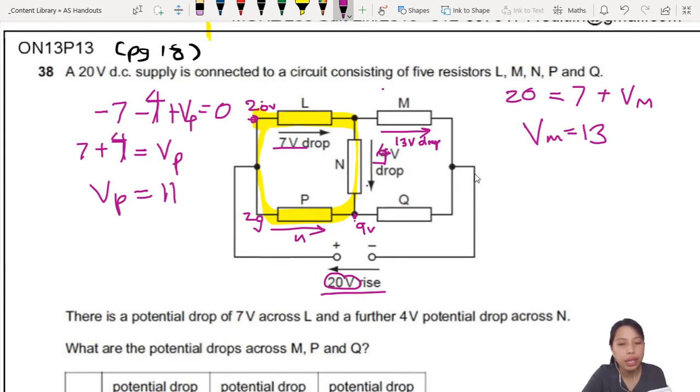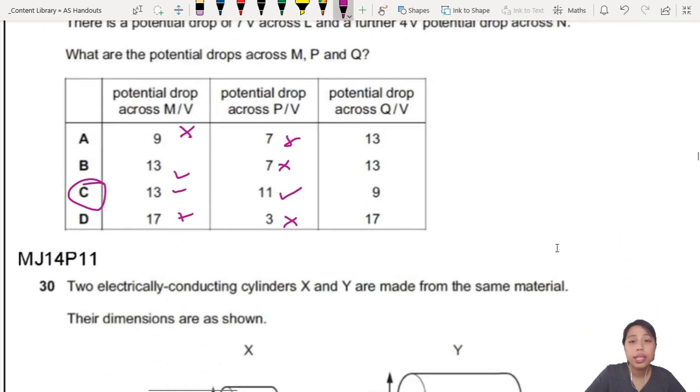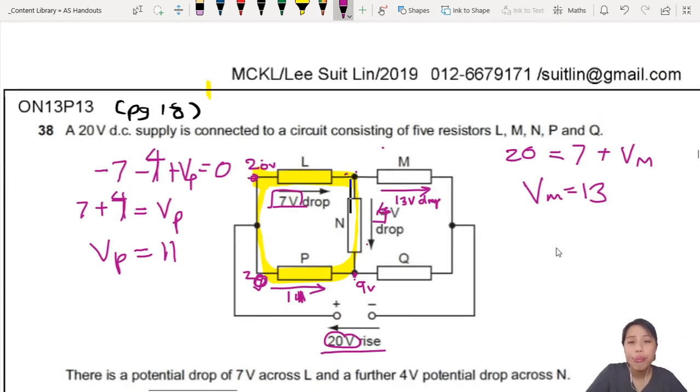So 20 minus 11, check and see. This is 20. 20 minus, did I write 11? 11 is 9 volts. So correct, that's how you check. Your potential is dropping, and then the 7 volt is the drop across that resistor. You can do it for here, basically any point on the circuit. Okay, that's a very important idea to have. Now, what's the last one? Q. Come, we look at Q.